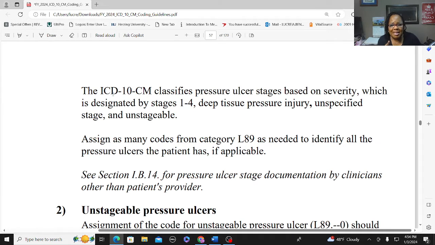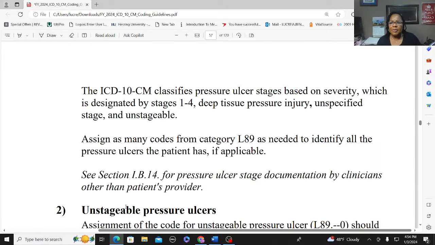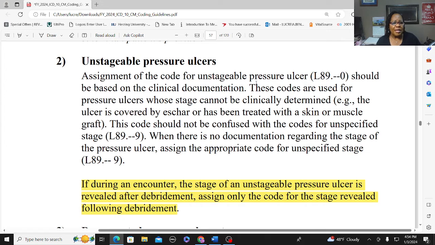But again, I want to specify right here, ICD-10 classifies pressure ulcer stages based on severity. That's where that stage 1, 2, 3, or 4 come in, or deep tissue pressure injury, or unspecified stage, and unstageable. Okay? 2, unstageable pressure ulcer, straight from the guidelines. Assignment of the code for unstageable pressure ulcer, it's L89 point and it ends in a 0, should be based on clinical documentation. These codes are used for pressure ulcers whose stage cannot be clinically determined. For example, the ulcer is covered by that eschar or has been treated with a skin or muscle graft.